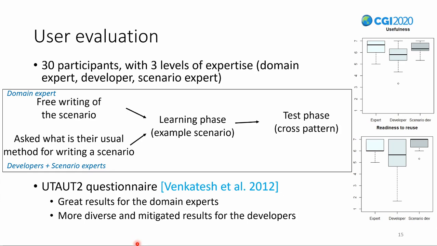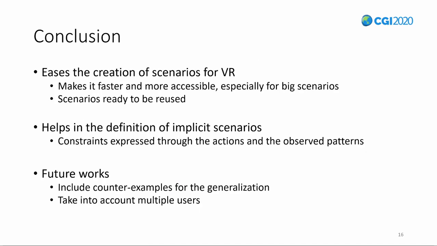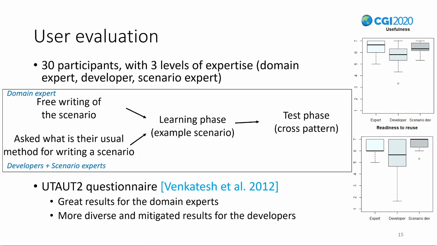And the bottom one, you can see that the participants were also ready to reuse the scenario for their work. But you can also see on those two graphs that we have more mitigated and more diverse results for the developers. In fact, this can be, in part, explained by the fact that the developers each have their own methods for the representation and the implementation of the scenario. Because of this diversity and this difference between their method and the one we propose, the developers were not as eager as the other ones to change their methods and adapt to the one we propose.